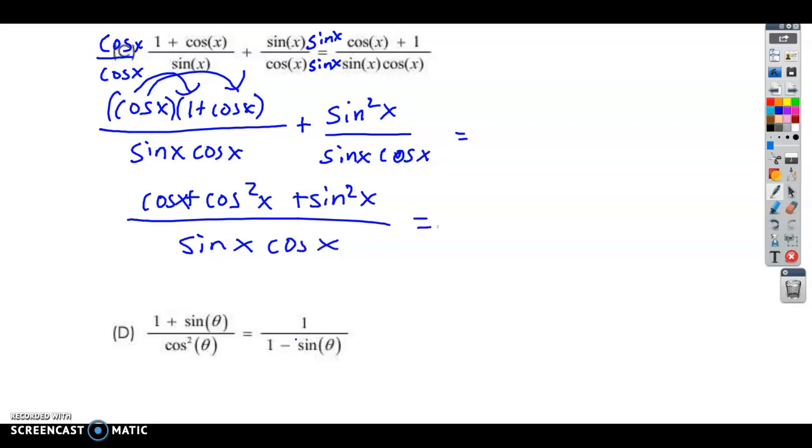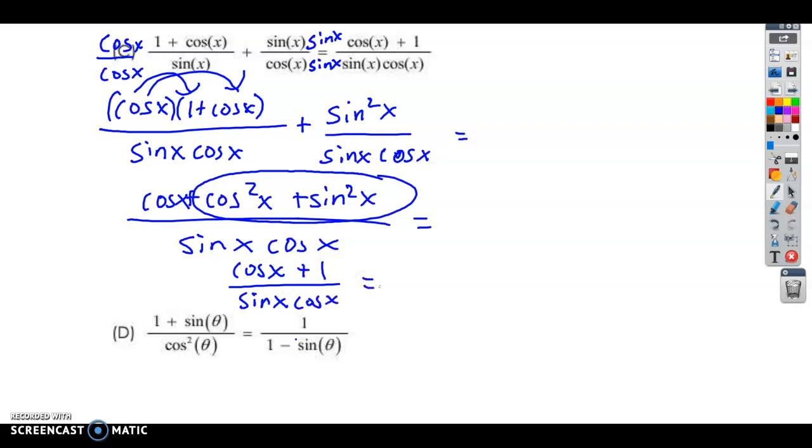Can't forget my equals. All right, now what do we have? I can see this Pythagorean identity right here. That's a 1. So I'm just going to go ahead and rewrite that as a 1, and then it's going to look like the right side of the equation. Cosine of x plus 1 over sine of x cosine of x equals the other side. Hey! Now notice, I'm not solving the equation. We're only working on one side because we're verifying that this is an identity, that they are actually equal.